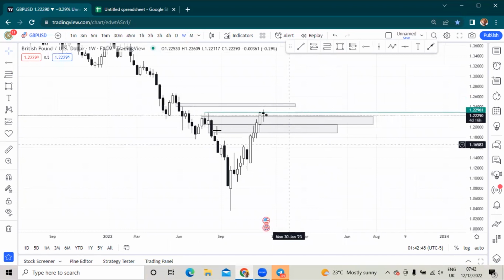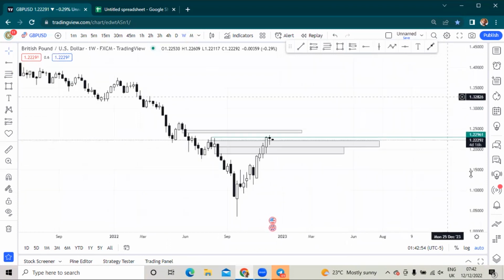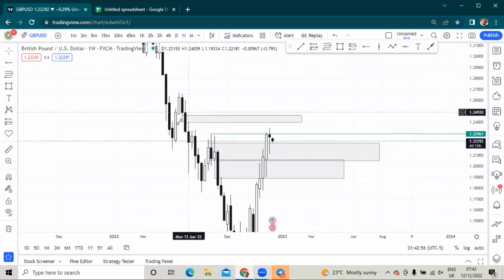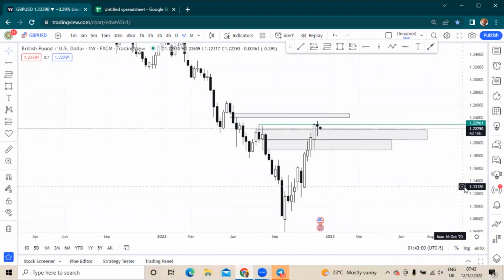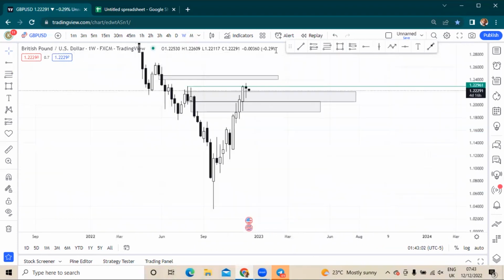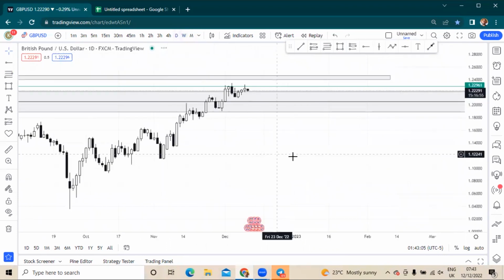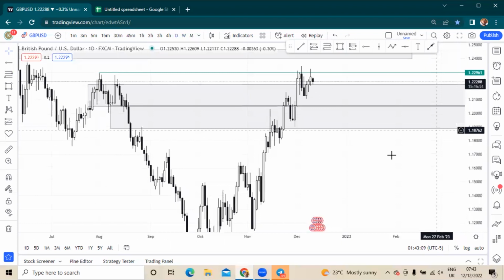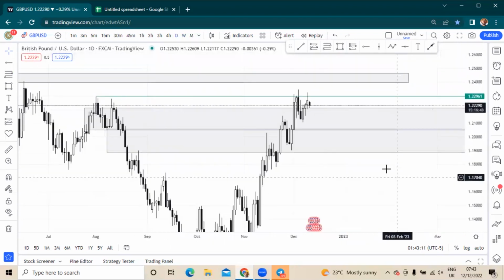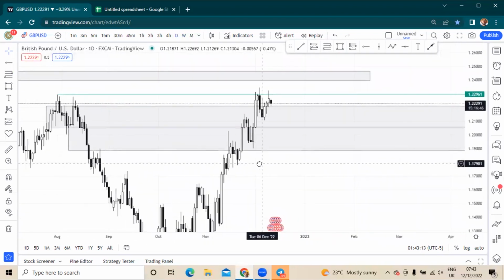Why I prefer this, because after all, you hardly just see it start falling from here. The market most times would like to fall from a particular fair value gap or so. All right, let's see what the daily time frame is saying. Okay, so the daily time frame is saying something to know the next direction.